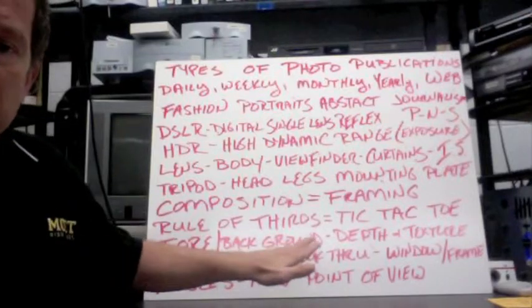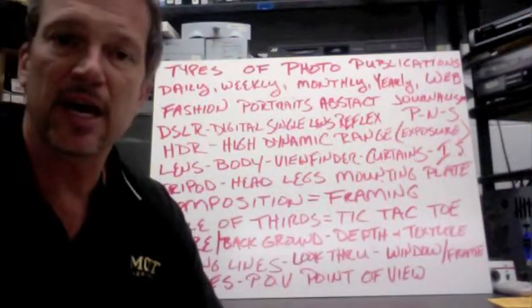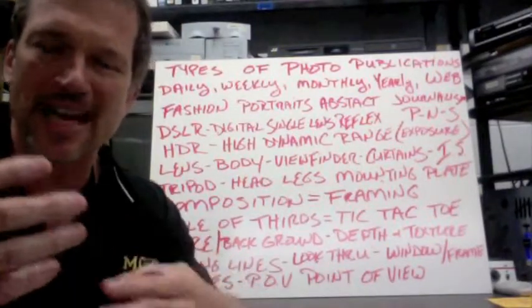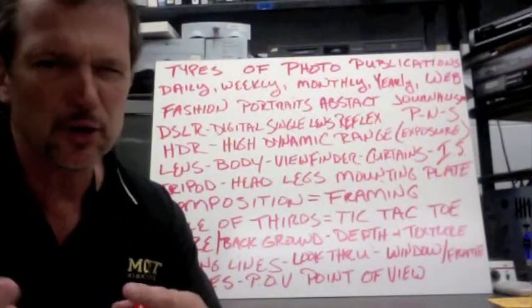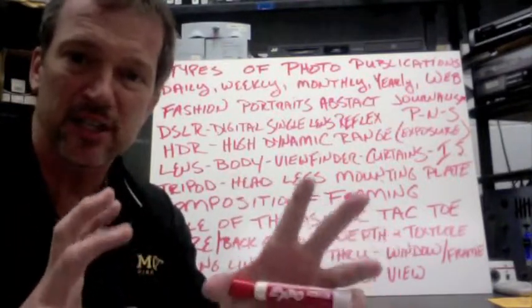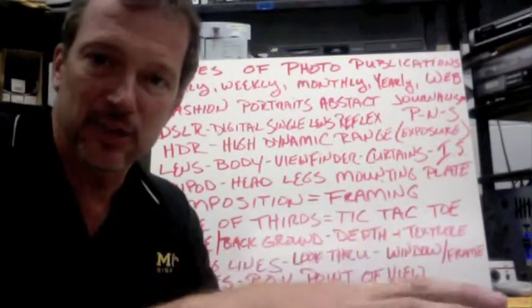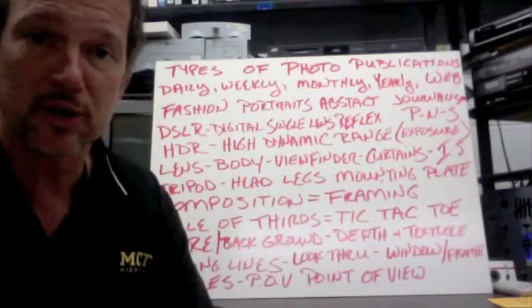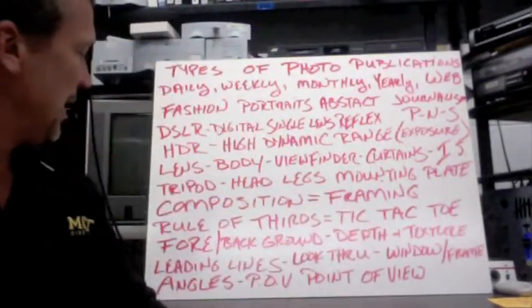Foreground and background are very important. Make sure you have something meaningful in the foreground and meaningful in the background. That also adds depth to your picture and can also add some texture if you set the camera down on a tree or something that's got some feeling to it. It kind of puts the viewer in the location where you took the picture using foreground and background.